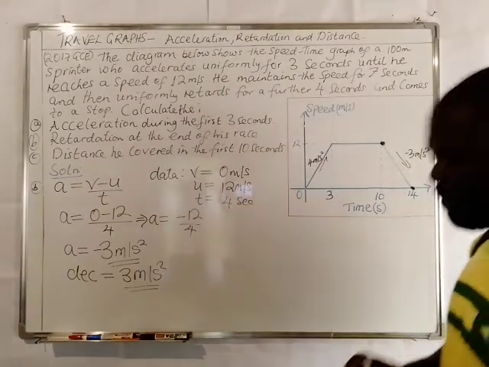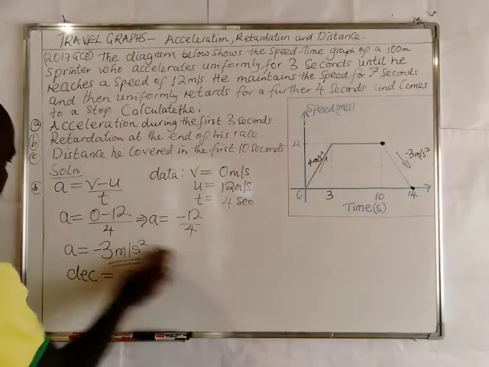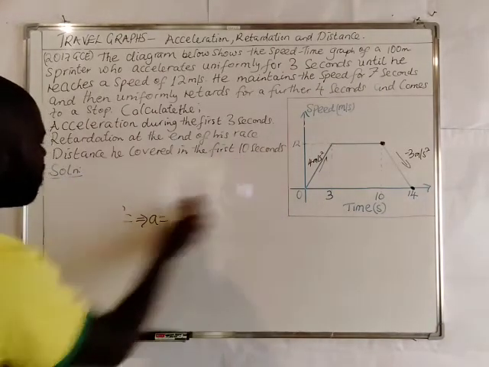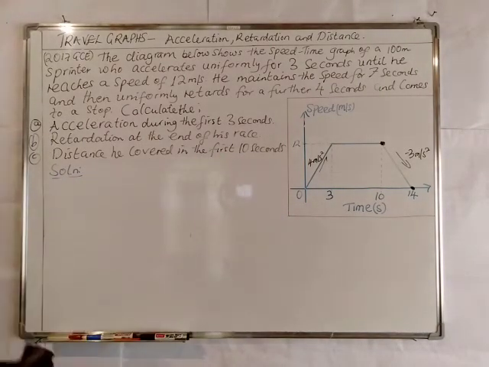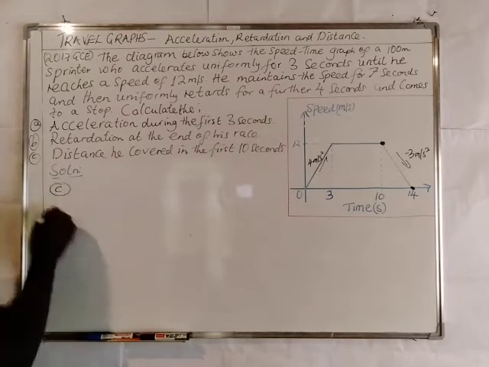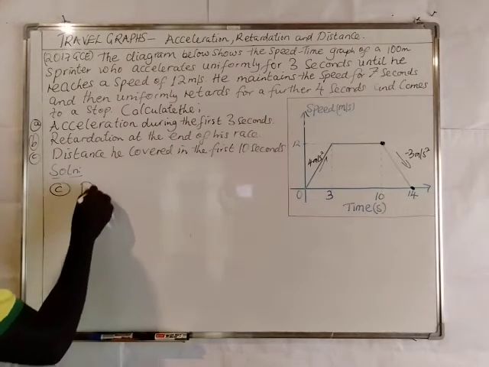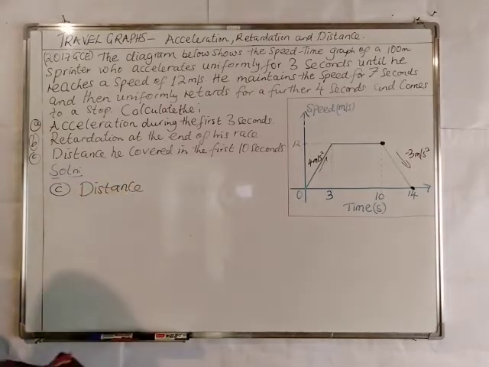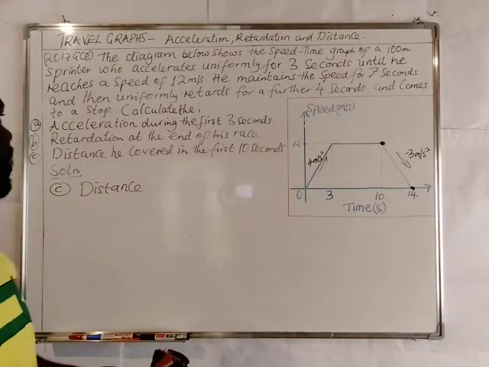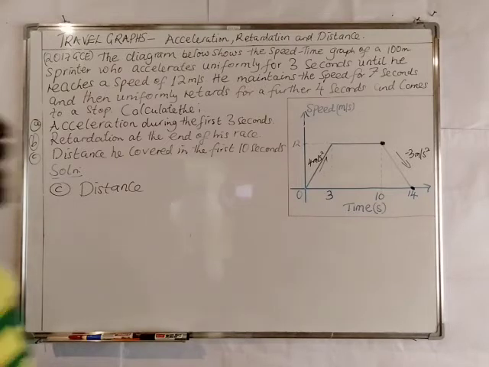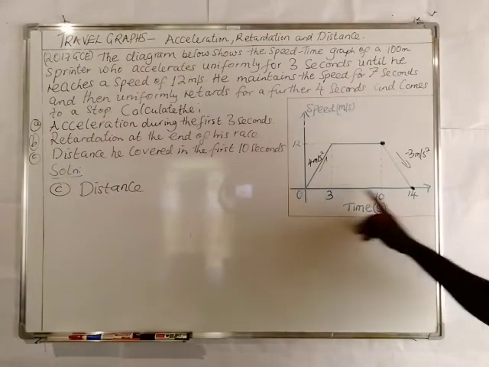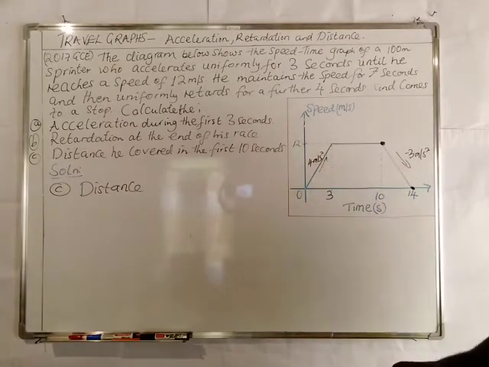Okay. Let's look at the final question on this scenario that we have. So we have part C, where we have to get the distance. We are told to calculate the distance covered in the first 10 seconds. So the first 10 seconds, you can see in the diagram, we are from 0 to 10 here. This is the first 10 seconds.